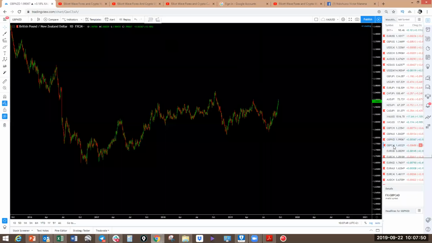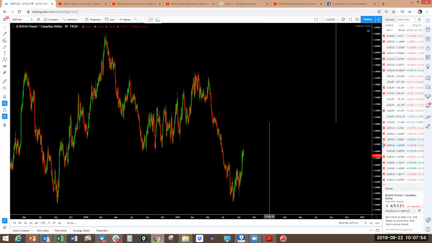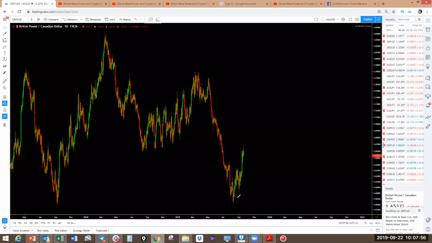Pound CAD, we already looked at this one. Also has made a passing move, expect a pullback. Pullback and continuation pattern to the upside. So you are not selling the pound, you're buying the pound.